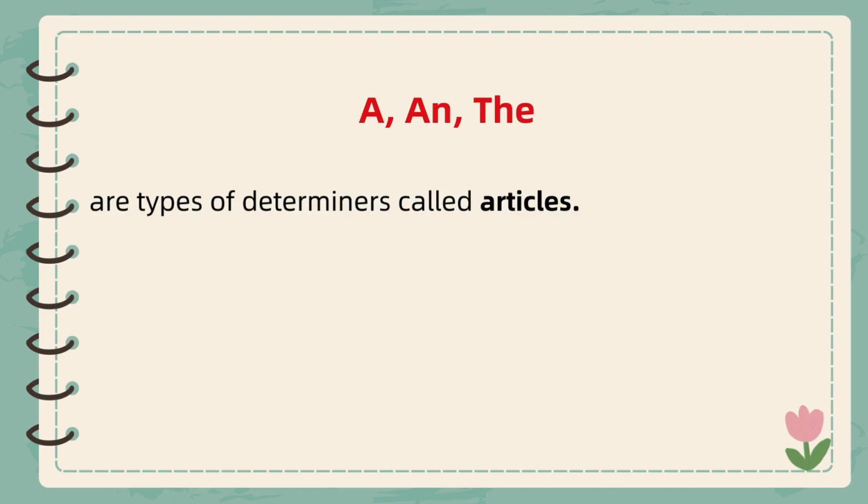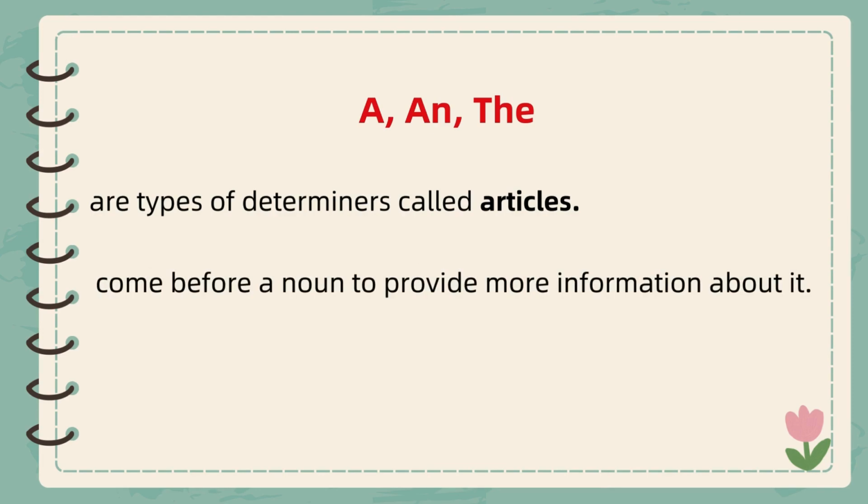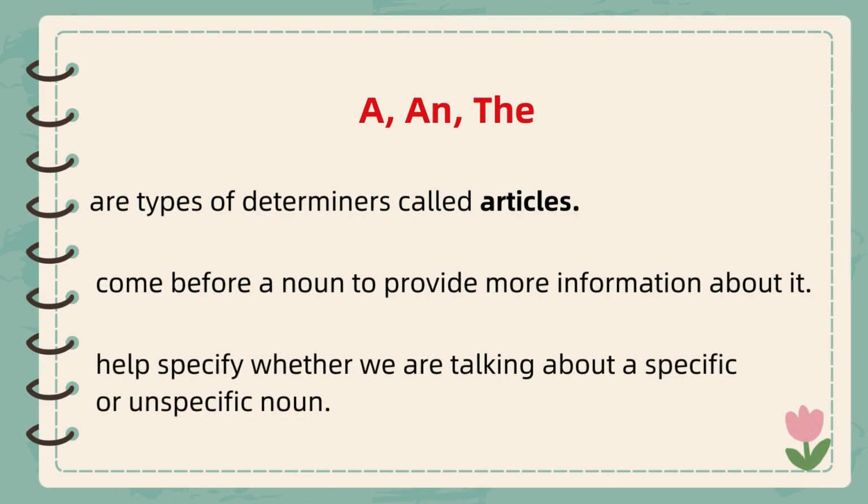A, an, and the are types of determiners called articles. Articles come before a noun to provide more information about it. Articles help specify whether we are talking about a specific or unspecific noun.